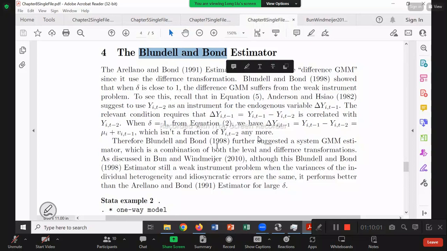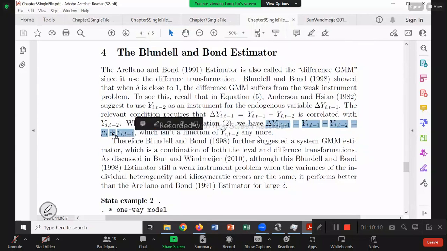So when delta is one, actually I wrote this down for you: delta y_{t-1} equals this, so that the right-hand side has nothing to do with y_{t-2} anymore, right? So we suffer from the weak instrument problem, not relevant anymore. That's the issue. So how do we do the Blundell-Bond estimator?